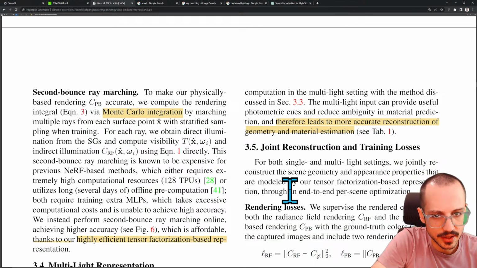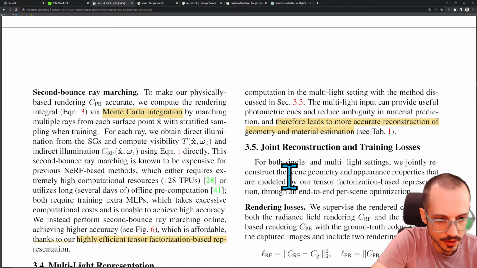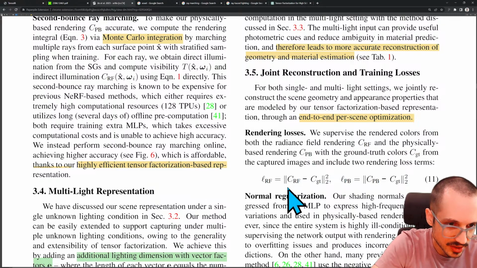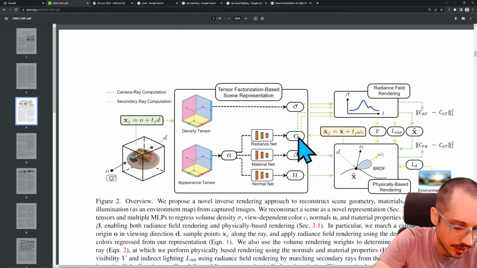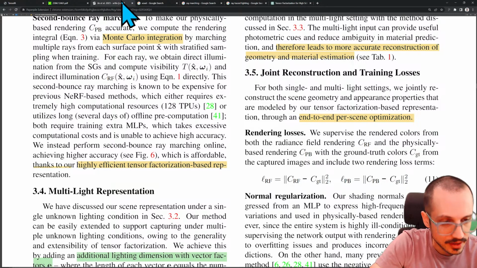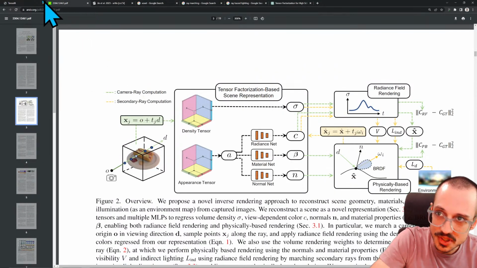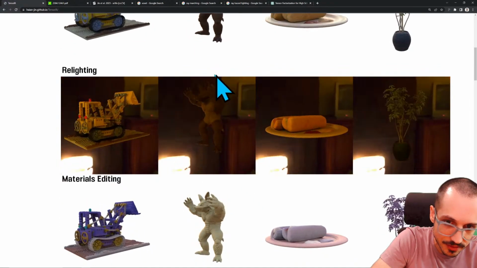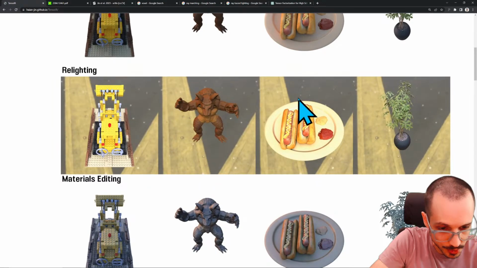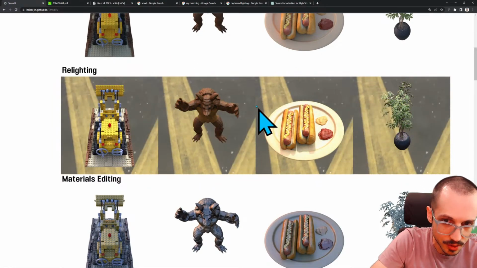Joint reconstruction and training losses. For both single and multi-light settings, we jointly reconstruct the scene geometry and appearance properties that are modeled by our tensor factorization-based representation through an end-to-end per scene optimization. So unfortunately, that's the case for any kind of NeRF, any rendering technique where you're using a neural net: you're going to have to learn the entire static scene from scratch per scene. Anytime you see a NeRF like this, there's a set of multi-layer perceptrons specifically for this armadillo. There's a set of MLPs specifically for this hot dog. So it's a different model for every single one of these.